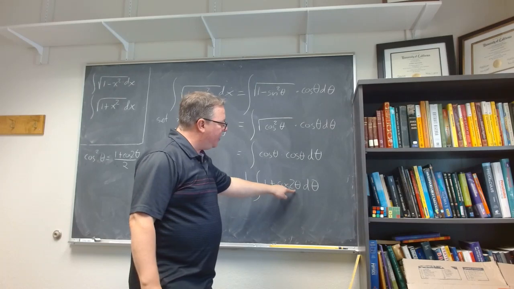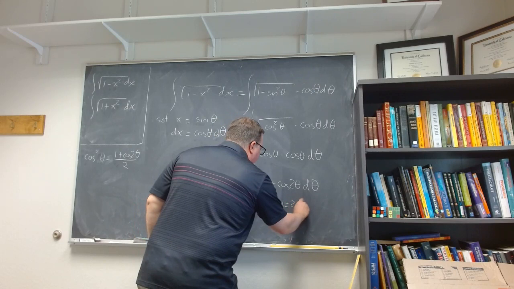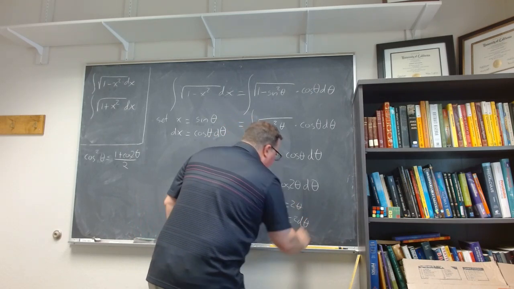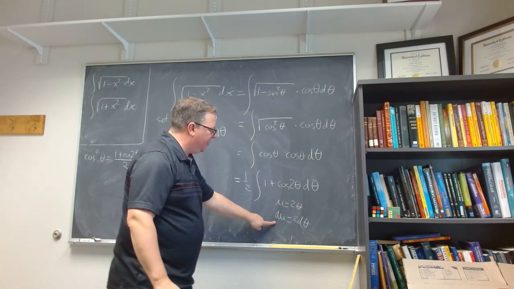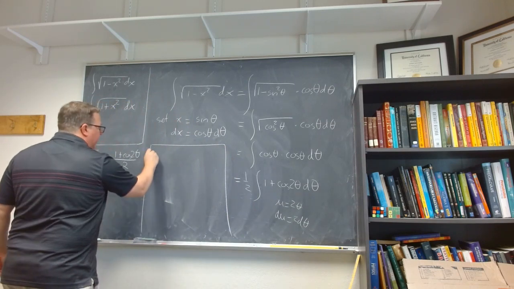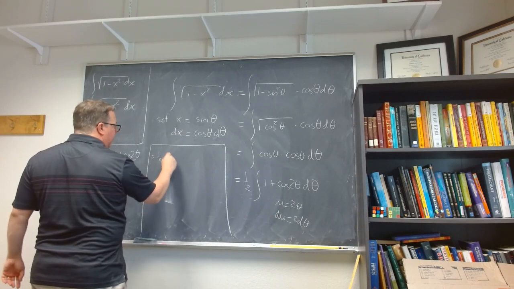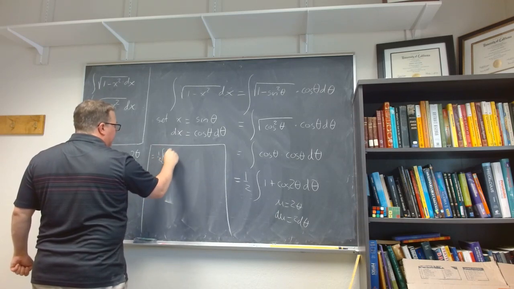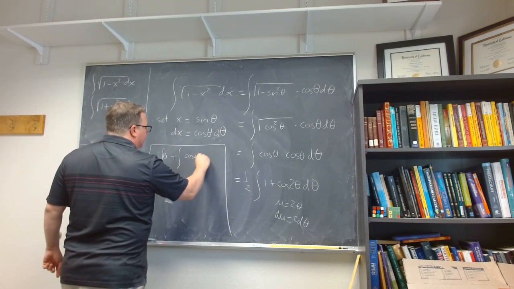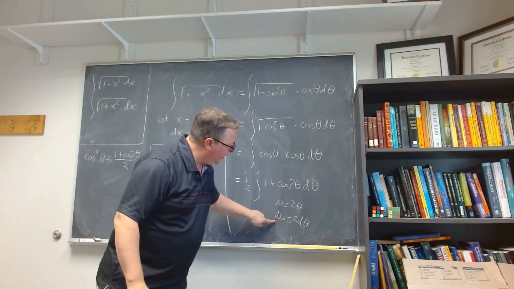Integrating cosine of 2 theta is a quick u substitution. So if u is 2 theta, then du is 2 d theta. So d theta just becomes du over 2. And so I end up with 1/2 of the integral of 1, which is going to be theta, plus the integral of cosine u du over 2. Right? d theta is du over 2.